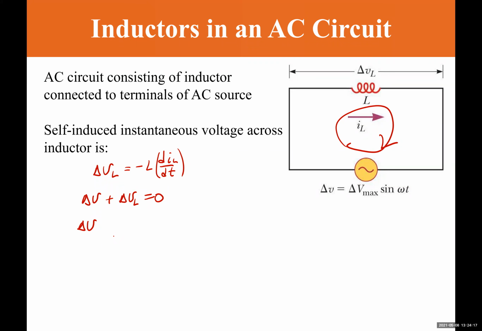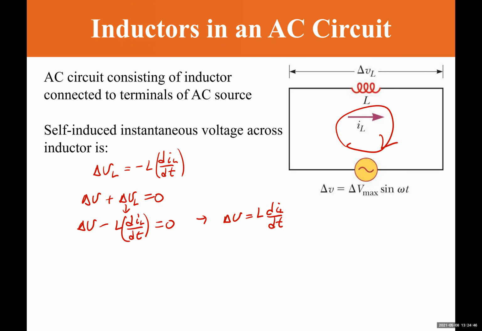And in this case, because of the way we have our loop, this term here is negative, which is then equal to L dI_L/dt. And subtract them to get 0. That means what we have here is delta V, basically the time-varying voltage. It equals L dI_L/dt, where I is the current through the inductor.